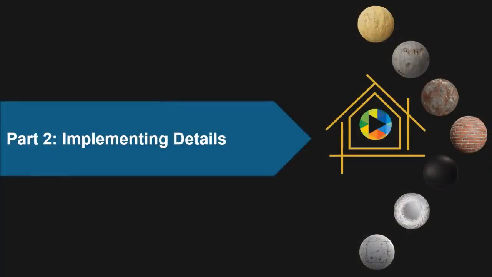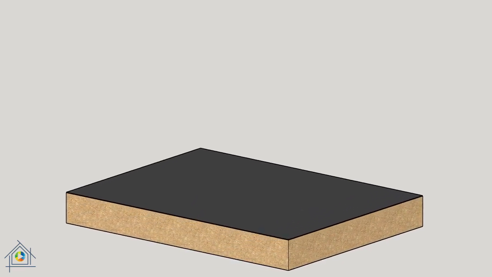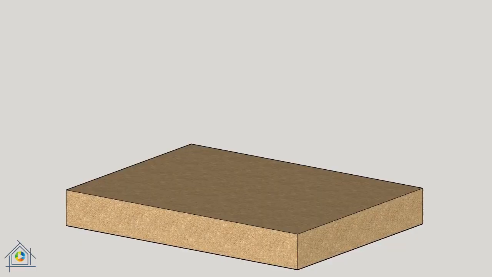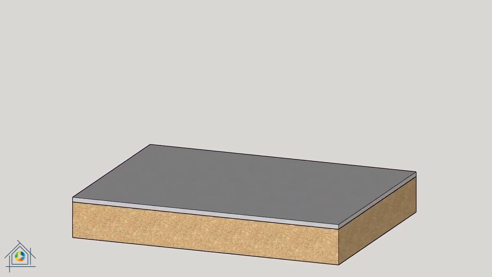Part 2. Implementing details. The existing soil must be compacted. If the existing soil is not compactable, part of it is replaced with compactable soil. To prevent plant growth and moisture from transferring upward, a 1 to 3 cm layer of lime powder and sand mixture is applied to the soil.